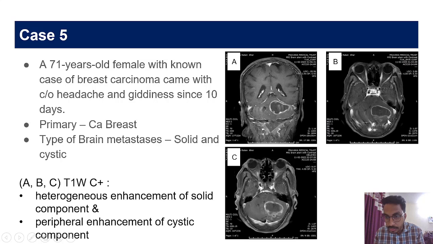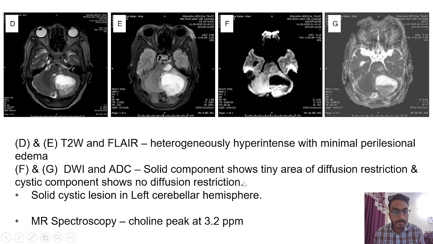This is a cystic component, and this is a solid component here. So this was a solid cystic metastasis in a known case of carcinoma breast. On T2 FLAIR, there was a heterogeneously hyperintense lesion with minimal perilesional edema, involving the left cerebellar hemisphere. On diffusion, the solid component shows a tiny area of diffusion restriction, and the cystic component shows no diffusion restriction, as you can see here. Solid cystic lesion in the left cerebellar hemisphere.